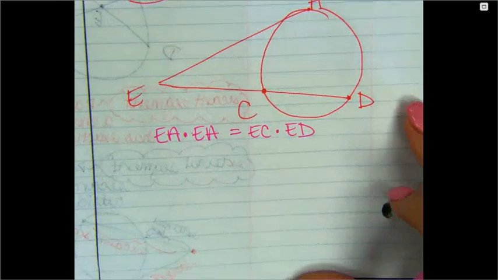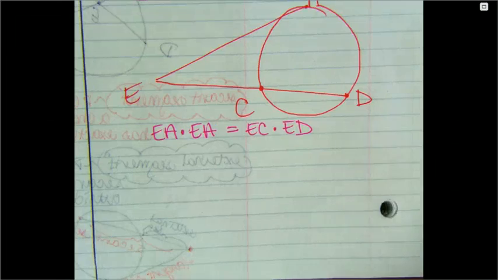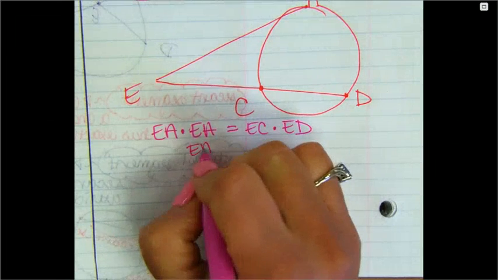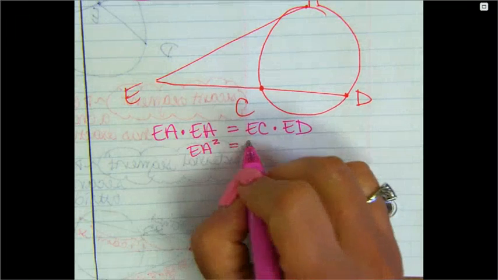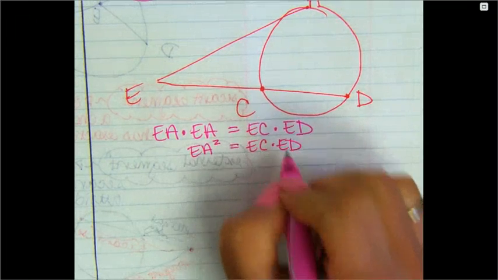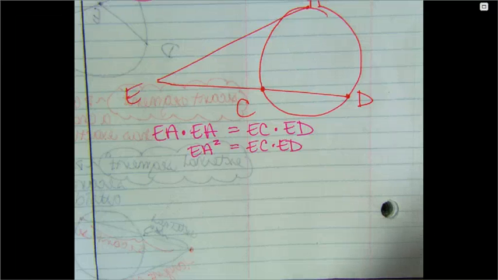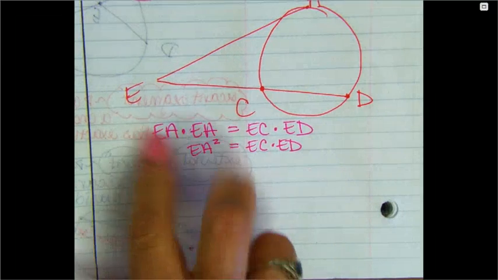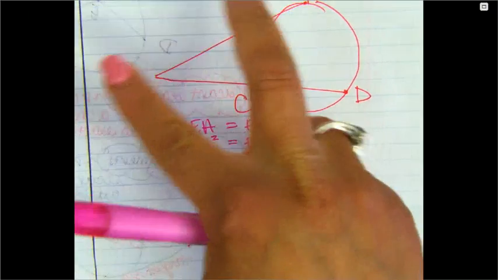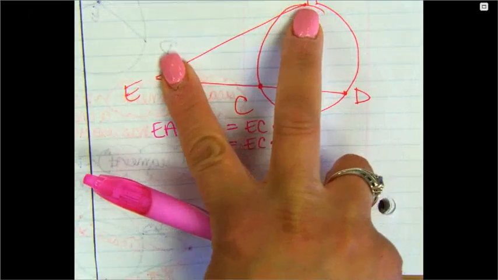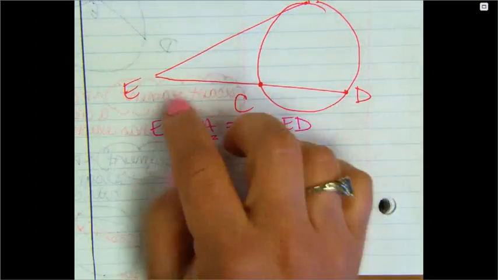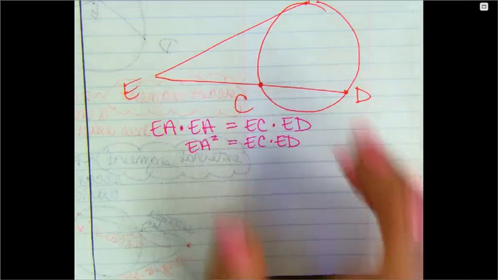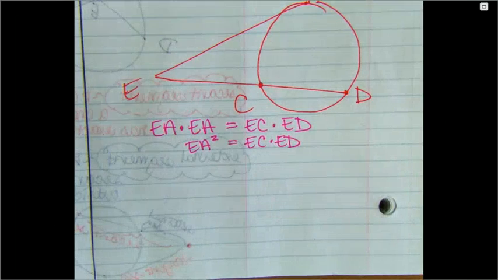Now, can I write EA a different way? I could. I can write EA what? Squared. It's okay. Which equals EC times ED. Do I need to remember that it's squared? No. If that's not how your brain wants to work, then you don't need to. As long as you know it's the whole piece, or the outside times the whole thing. Okay? Now, we're talking lengths. Do you understand?